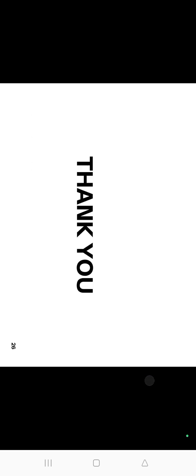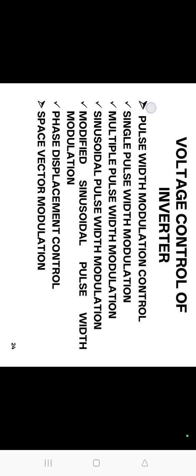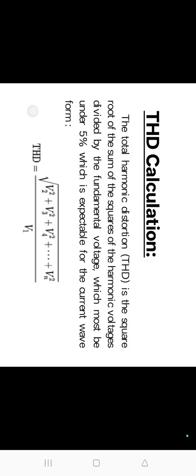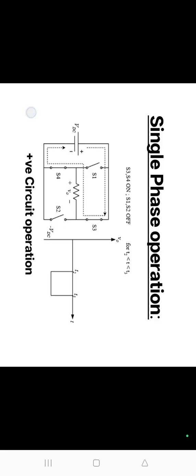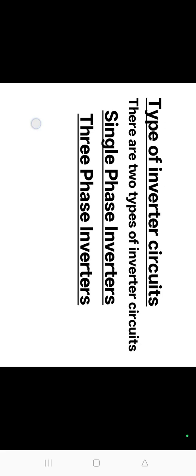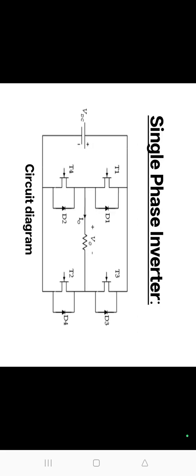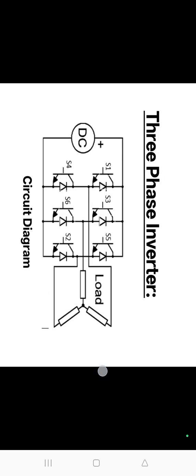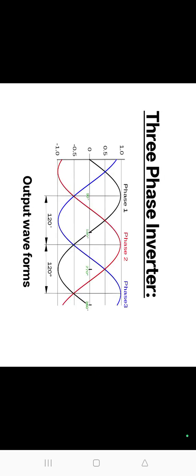We have to study harmonic control. This is the output waveform of a three-phase inverter. In single phase, only one sine wave will be presented. In three-phase, three sine waves will be presented, with a phase shift between them: phase 1, phase 2, phase 3. Three phases of voltage will be presented. Here it is the 120 degree mode of operation.